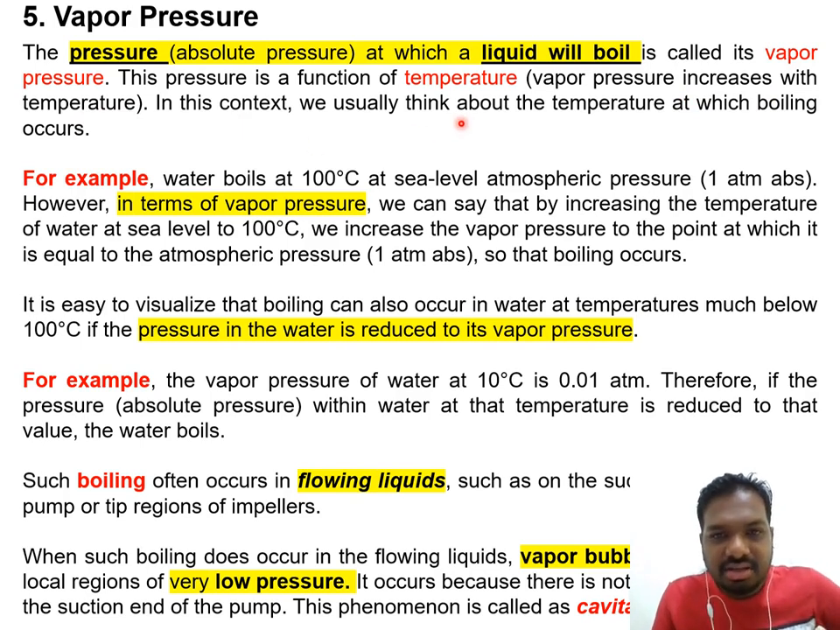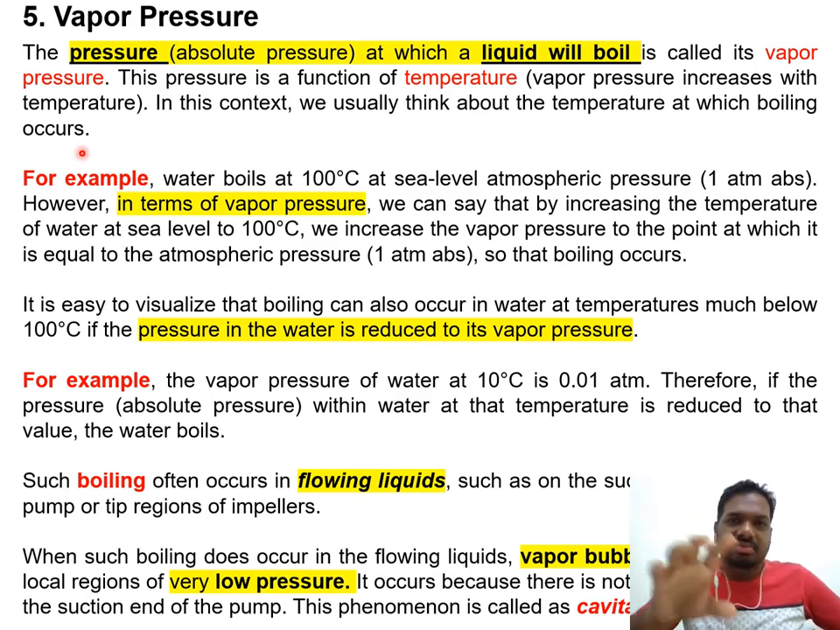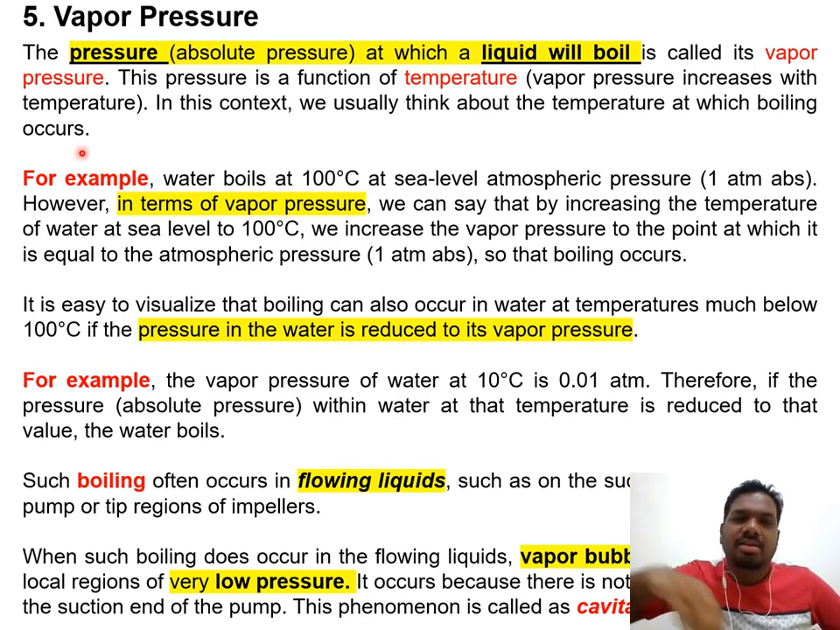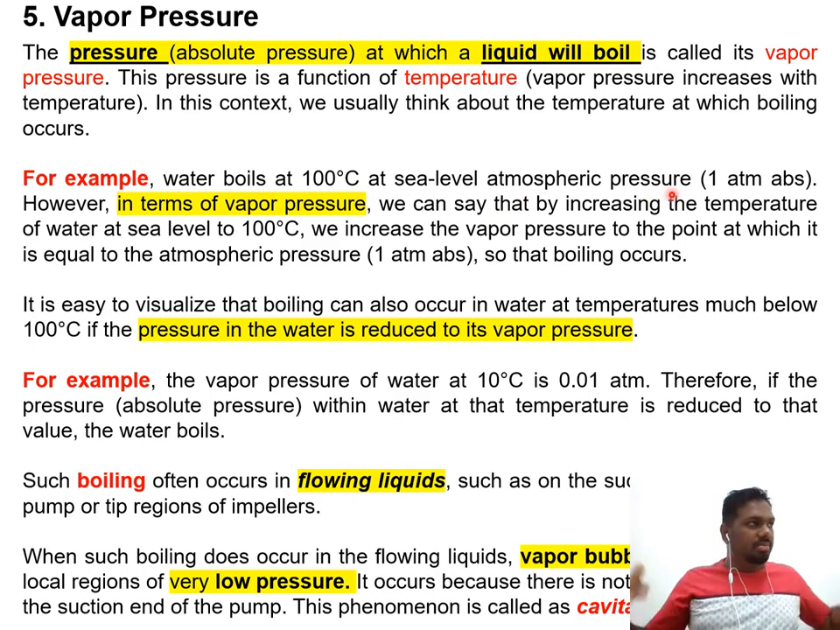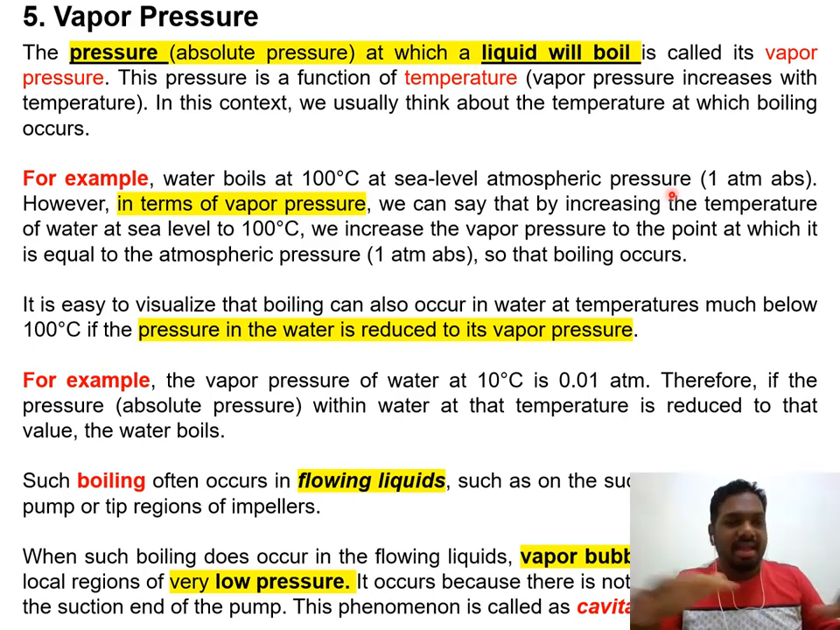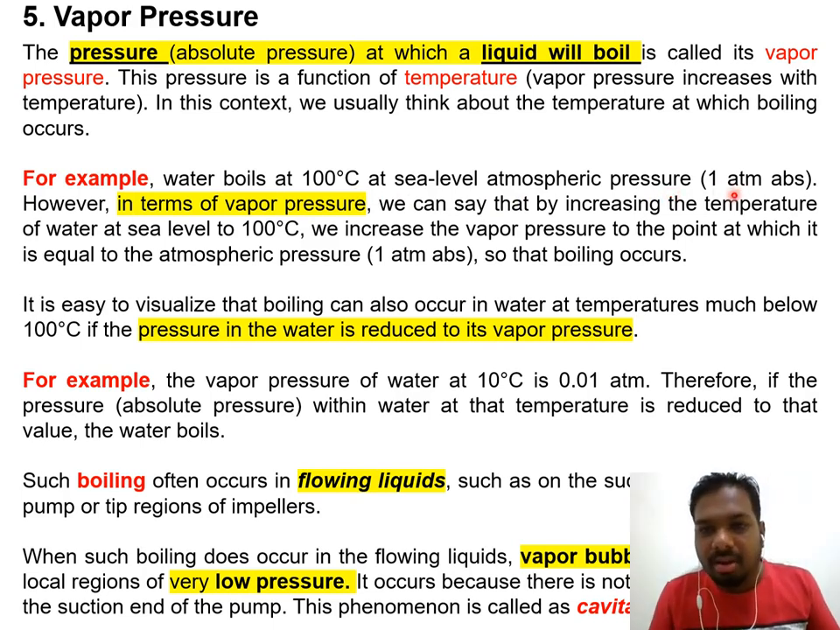In this context, we usually think about the temperature at which boiling occurs. With the naked eye, we always relate it this way: when the temperature achieves 100, it will start to boil. But actually there will be a different condition. You can see an example here: water boils at 100 degrees Celsius at sea level atmospheric pressure. The normal atmospheric pressure that we have now, we call it atmospheric pressure, and normally the value will be 1 atmosphere, or 1 atm absolute.